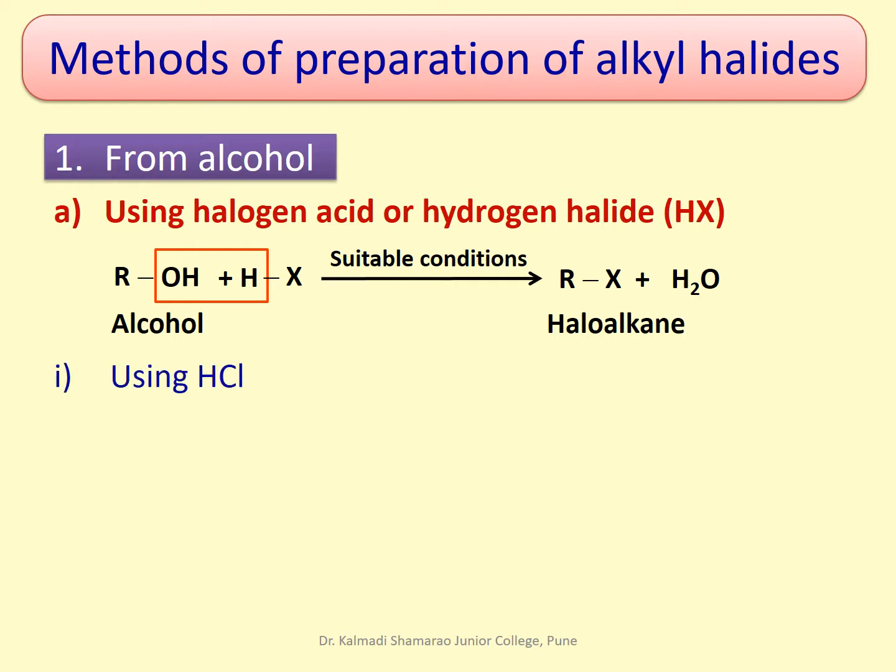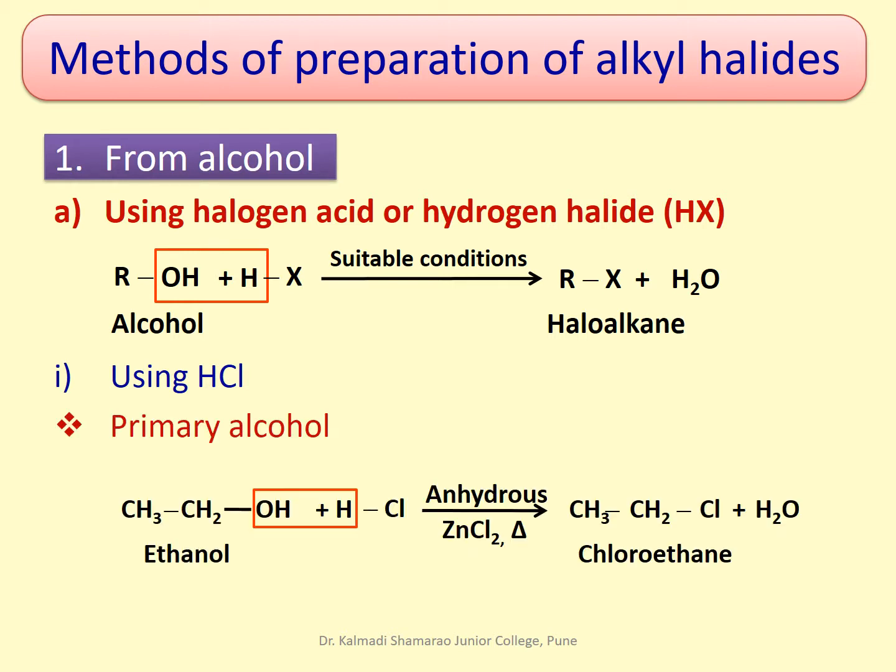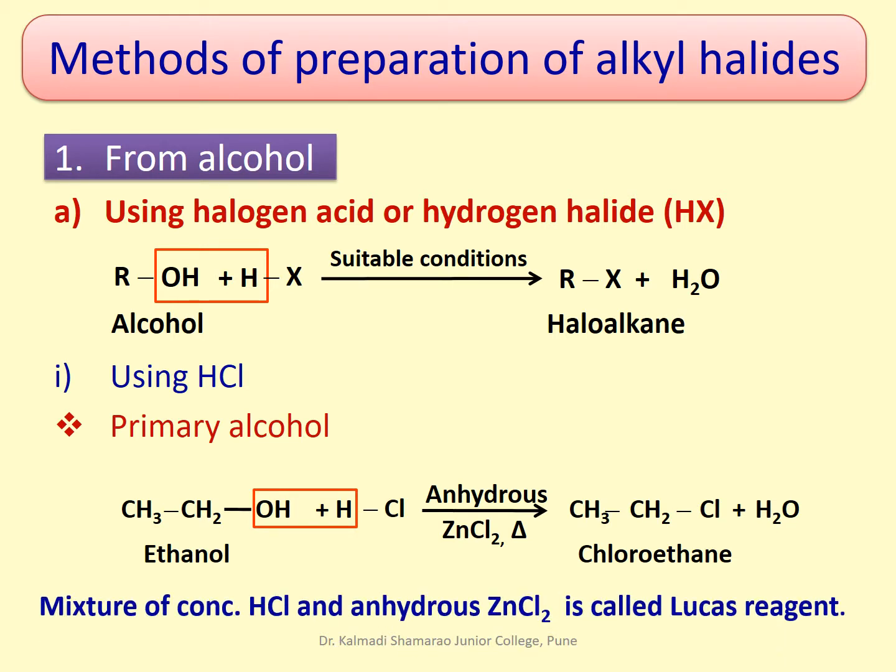So, let us first consider preparation of alkyl chlorides using hydrogen chloride. A primary alcohol is heated with a mixture of hydrogen chloride and anhydrous zinc chloride. The mixture of concentrated HCl and anhydrous ZnCl2 is called Lucas reagent. Anhydrous ZnCl2 acts as a catalyst. This process is known as Groove's process. For example, ethanol is converted to chloroethane in this process.